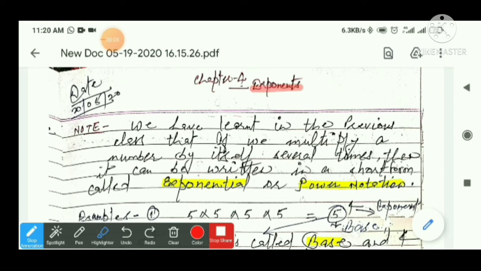So, students, do you know what exponents are? Students, in the previous class you studied exponents. If we multiply a number by itself several times, it is called an exponent.